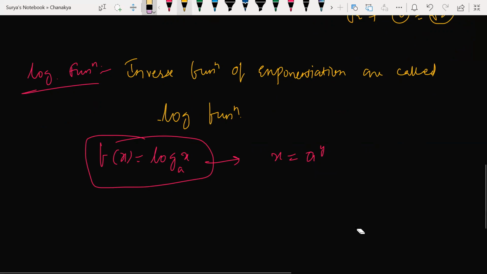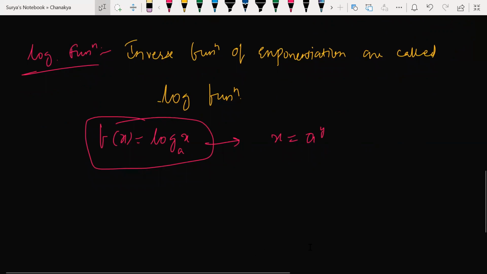Do you understand my point? So here, what is a? a is the base. And what is y here? You can say input or number. That is my y.